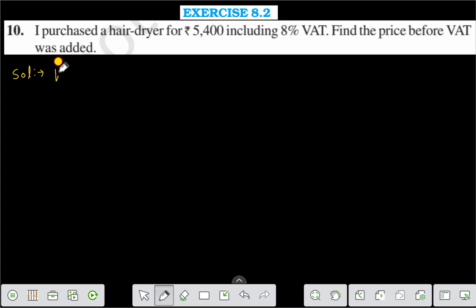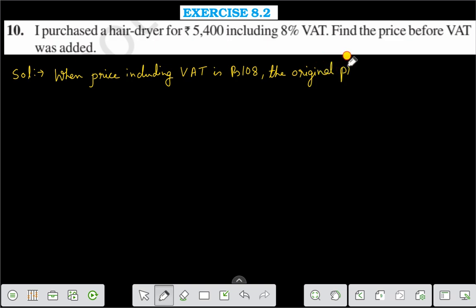When the price including VAT is rupees 108, then the original price is rupees 100, right?